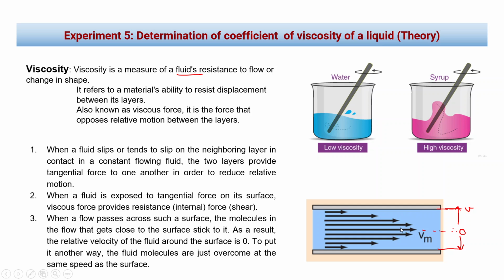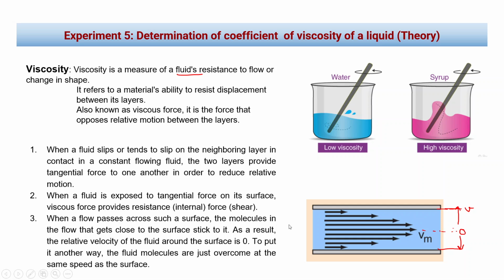So relative layers put force on each other, because of which there is this resistance to the flow, which we are calling viscosity. When a flow passes across a surface, the molecules in the flow that get close to the surface stick to it. As a result, the relative velocity of the fluid near the wall of the container is almost zero.